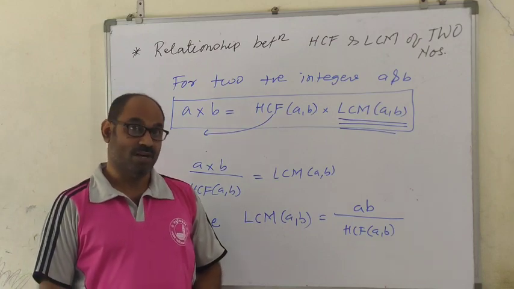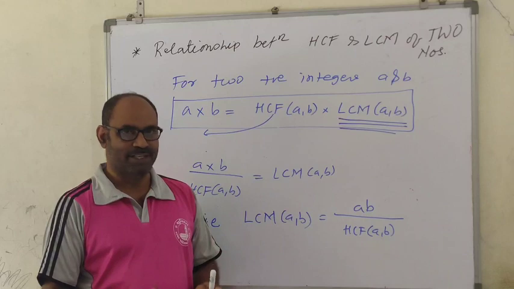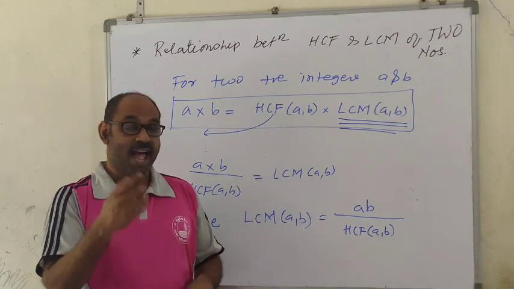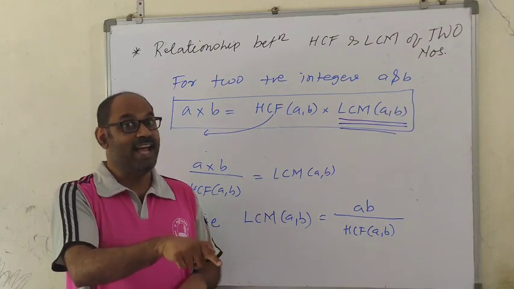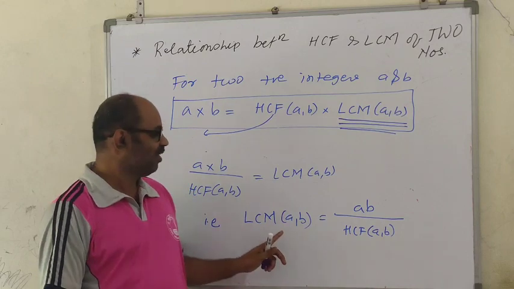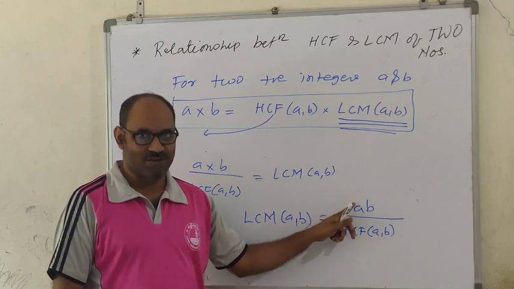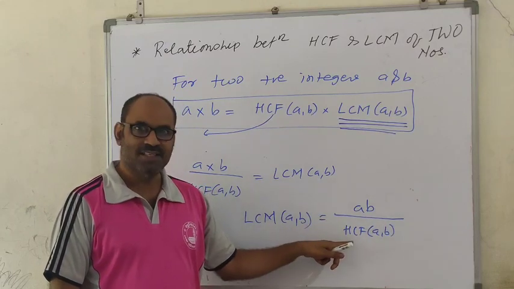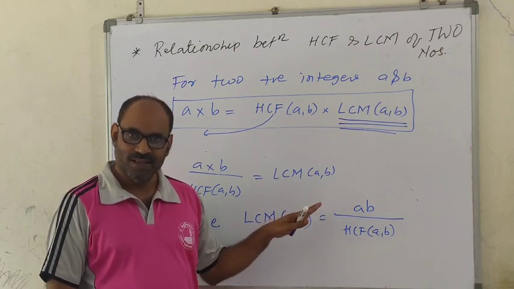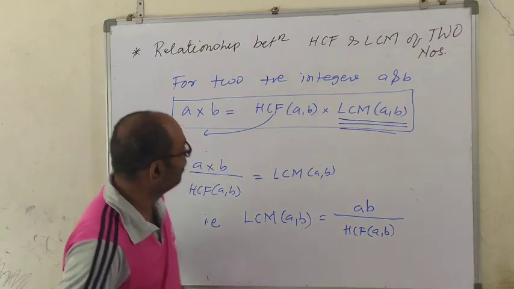Children, sometimes a question may be asked. Find HCF of two numbers using Euclid's division lemma. So using Euclid's division lemma, you find out HCF. And hence, find LCM using the relationship. So what is LCM? A into B upon HCF. A you know, B you know, and HCF you found. So put those values. Alright. Okay. Clear? Would you like to see one example? Yes. Fine. The same.